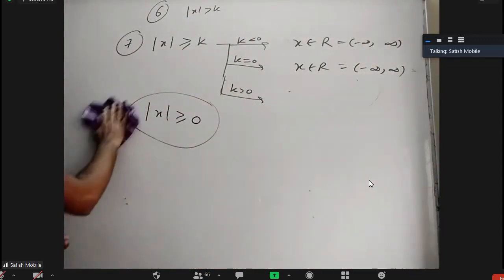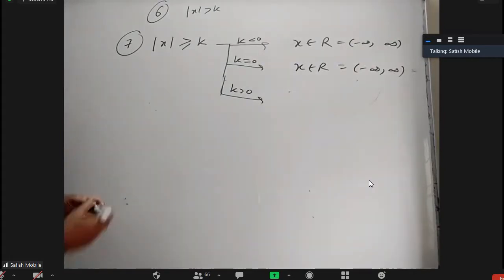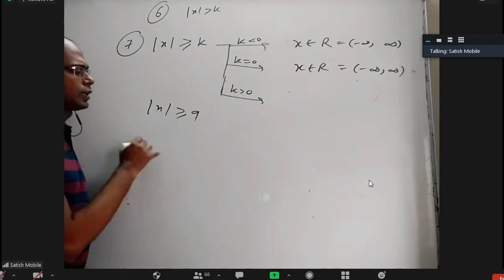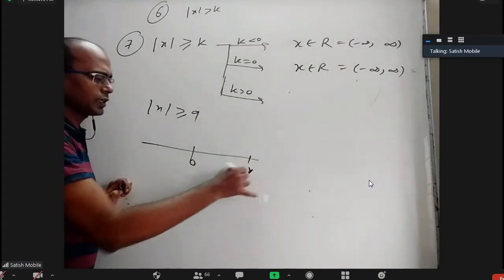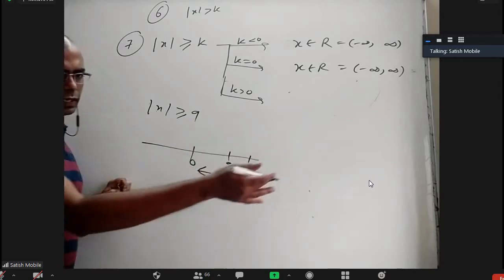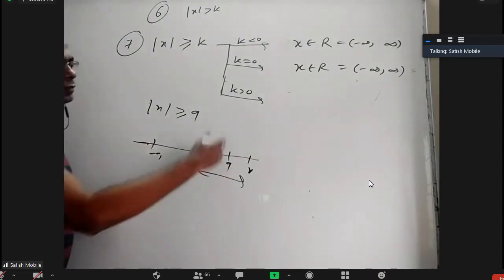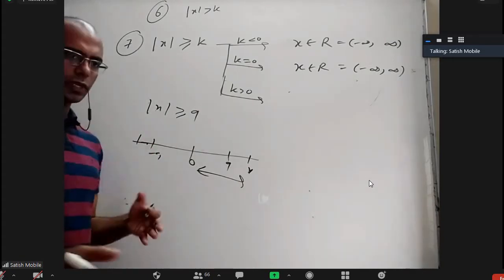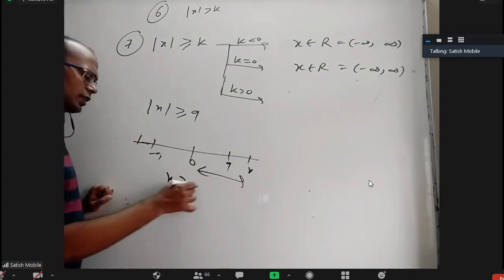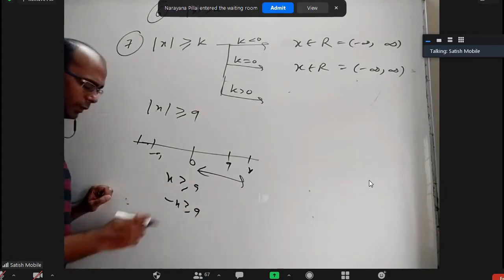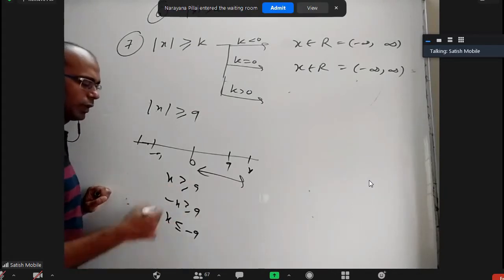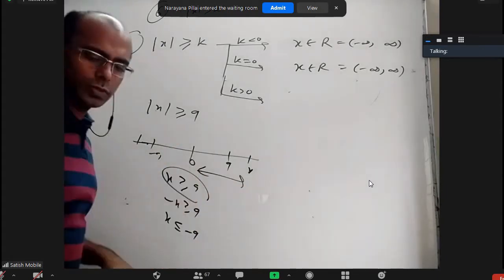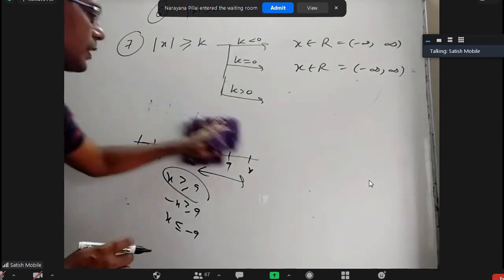But if I take some positive number, for example, mod x greater than or equal to 9, that means from the origin, the number x, when you find the distance, that should be more than 9. So it can be beyond 9 this side or beyond -9 this side, but the distance from origin to x should be at least 9. Or somebody can write x greater than or equal to 9, or minus x greater than or equal to 9, and if you multiply with minus, you'll get x less than or equal to -9. X should be more than 9 or x should be less than -9. In the same way here, x should be more than k or less than minus k.